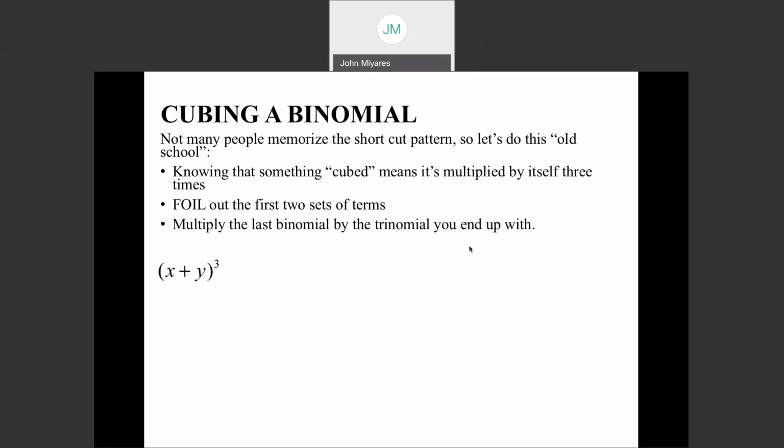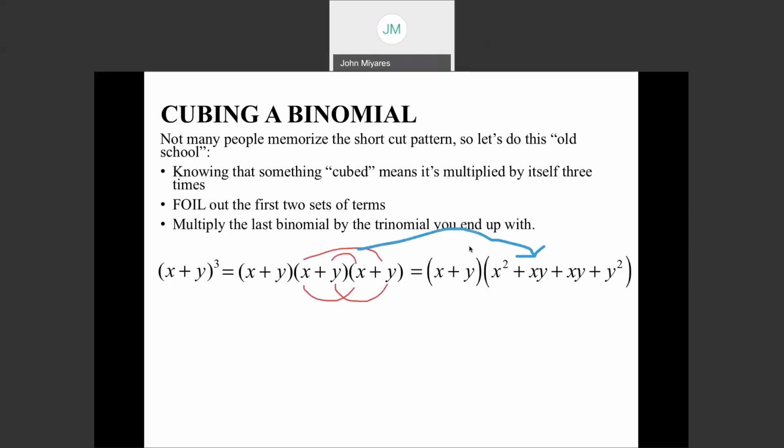So let's try this. We have x plus y quantity cubed, which we can write as x plus y times x plus y times x plus y. We already know from the previous slide that x plus y multiplied by itself will give you x squared plus xy plus xy plus y squared, because that's what happens when you use the FOIL method. Combining like terms gives us x squared plus 2xy plus y squared, but we still have to multiply all of this again by x plus y.